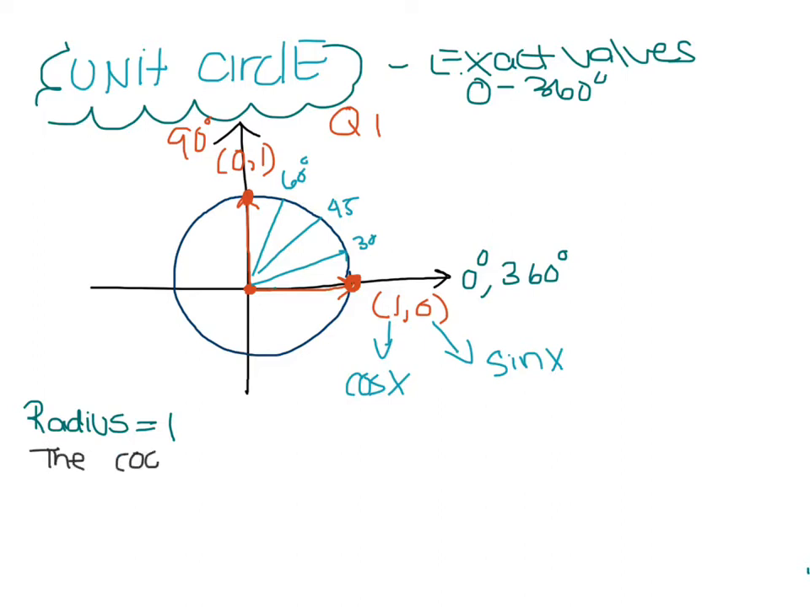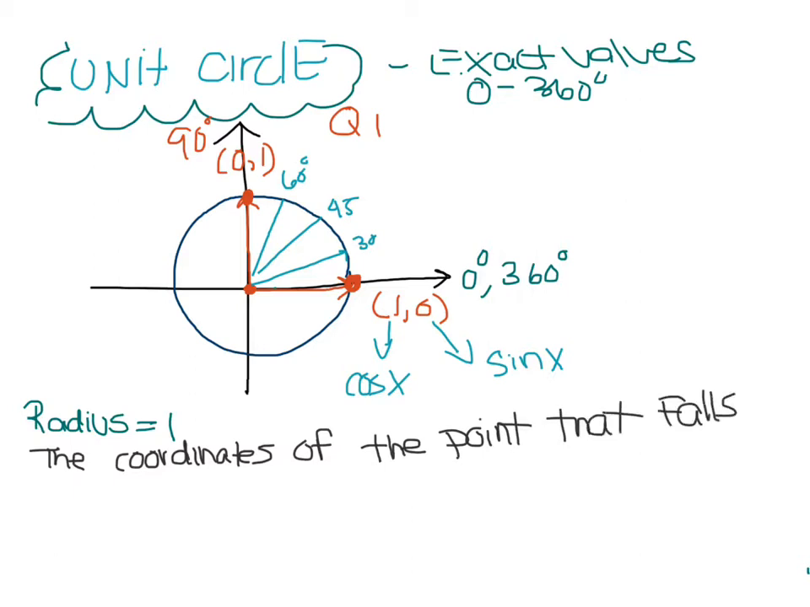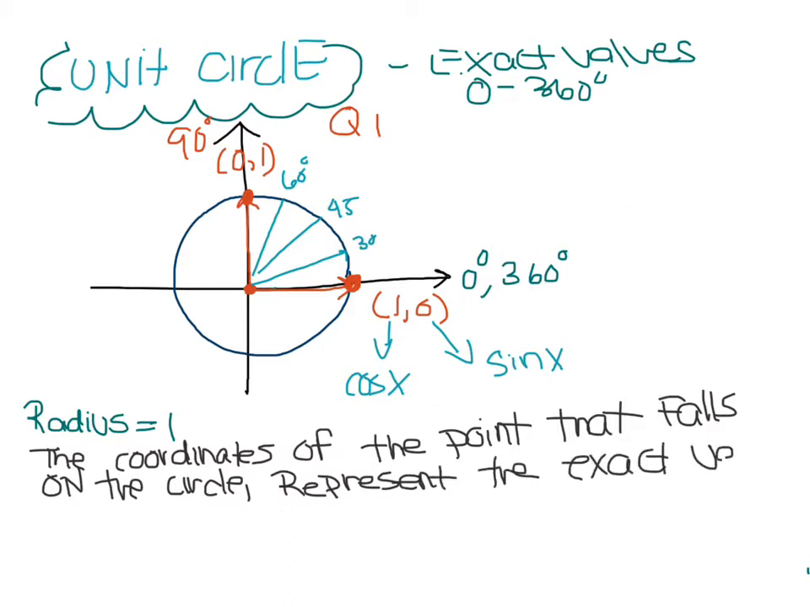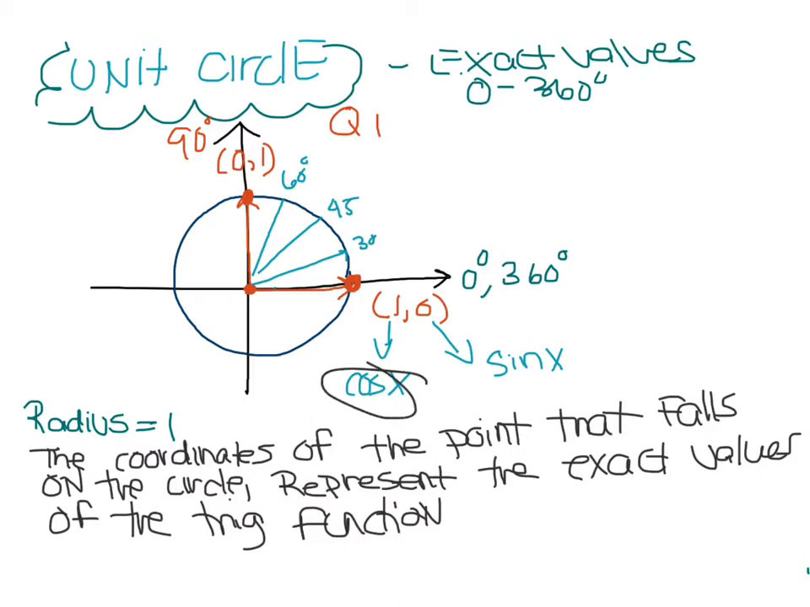The coordinates of the point that falls on the circle represent the exact values of the trig function. And it's very important to remember that the x-coordinate represents the exact value for the cos function, and the y-coordinate represents the exact value of the sine function.